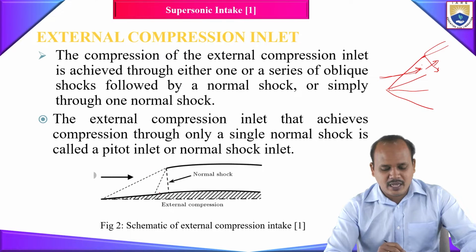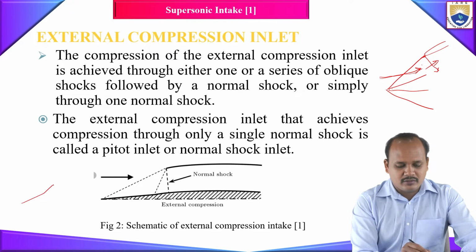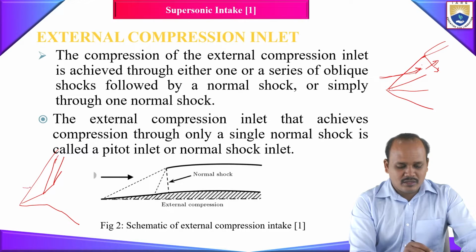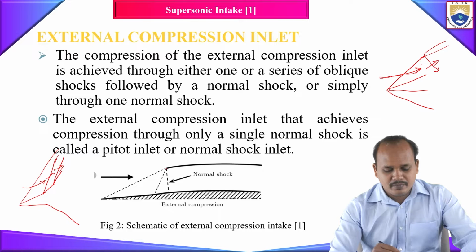Instead of that, sometimes you will have multiple oblique shock waves. Say for example, if I'm having this kind of intake, you will have the shock wave at a different location. So as your flow is crossing this multiple number of shock waves, your Mach number will be reduced. When it is reaching this inlet lip, your Mach number will be slightly greater than 1.